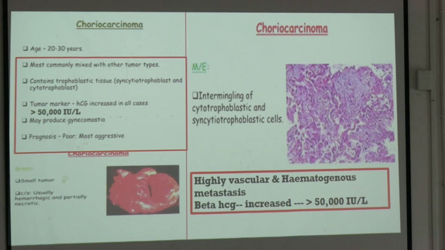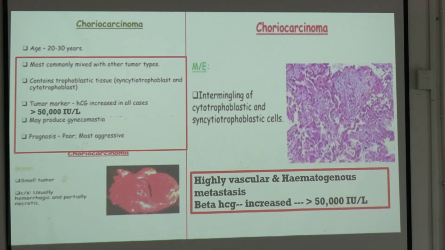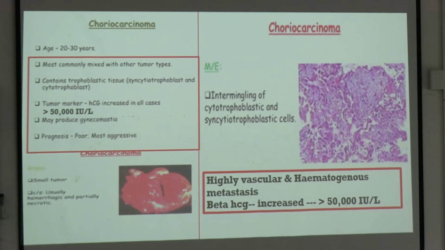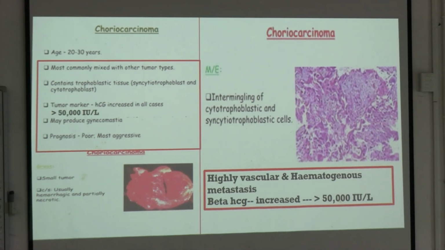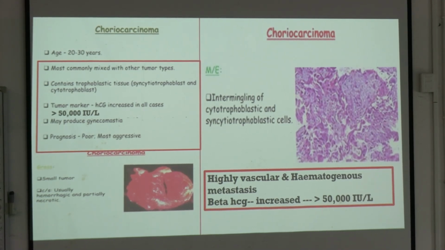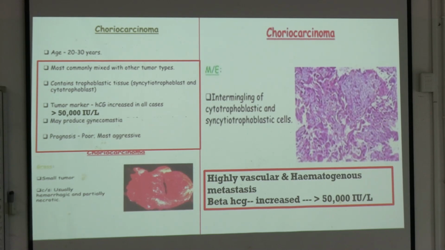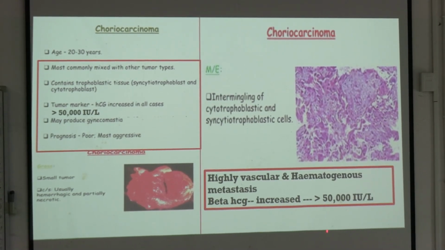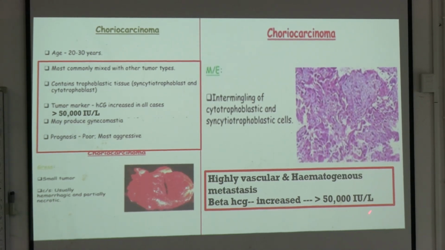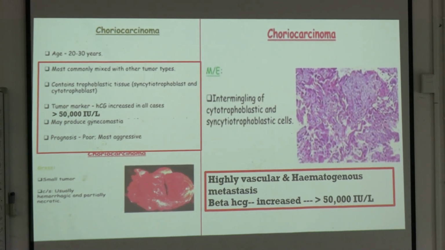Choriocarcinoma is very important. It can occur anywhere, both in the ovary and the testes, arising from the placental structure, that is the syncytiotrophoblast and cytotrophoblast. Choriocarcinoma is positive for Beta-hCG, more than 50,000 international units per liter. It is highly vascular with hematogenous metastasis. For oral purposes, you only need to remember this.